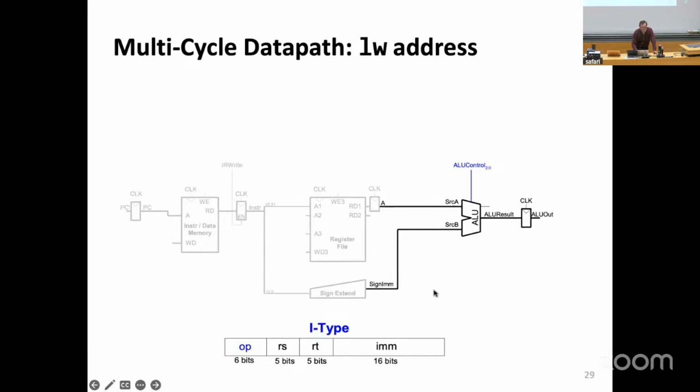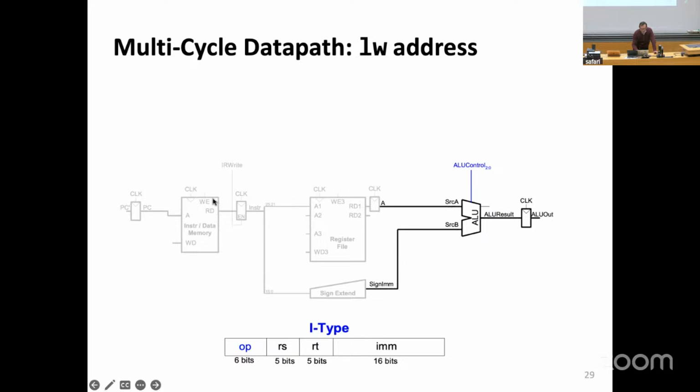The next cycle, we basically take whatever was stored in this, let's call it the A register file, A port register, send it to the ALU through a wire, and send the sign extend immediate to the ALU, and set the ALU control bit to do addition, because we do base plus offset, if you remember. And the ALU result will come out, and you store it into this register now. This register is going to be the ALU output register, okay? So that's our third cycle.